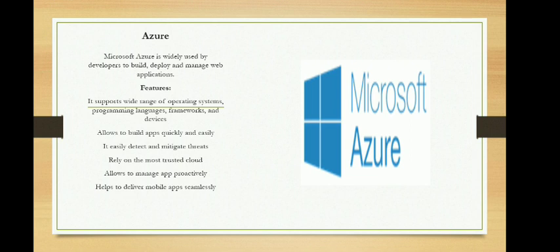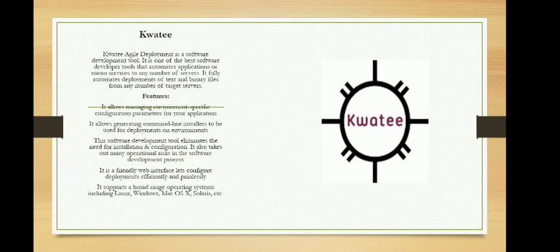Azure is widely used by developers to build, deploy, and manage web applications. Features: it supports a wide range of operating systems, programming languages, frameworks, and devices. It allows you to build quickly and easily, and it easily detects and mitigates threats. Rely on the most trusted cloud. It allows you to manage proactively and helps deliver mobile apps seamlessly.